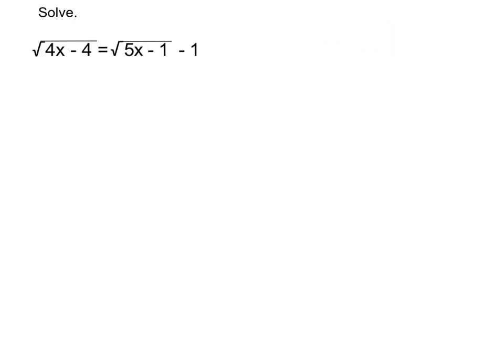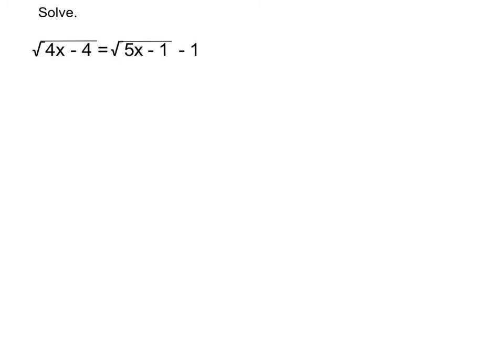Okay, this last one then, notice it has two radicals, but it also has a minus 1. So the unfortunate thing about this problem is if I take this 1 and add it over here, then I'm unisolating this radical. So no matter where I put this one of the radicals is not going to be isolated. Because of that, I have no choice but to just square both sides.